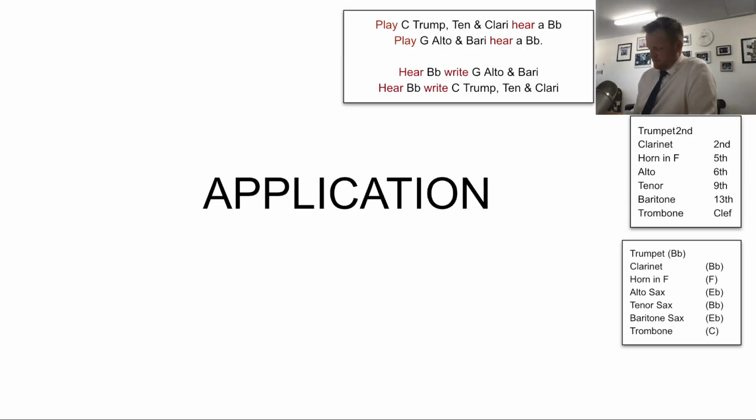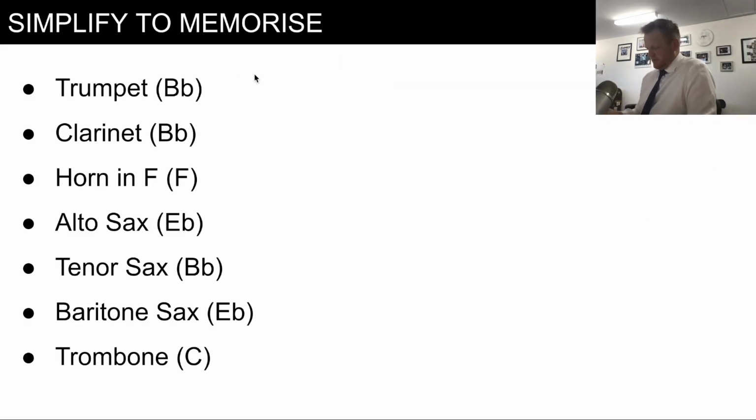So if the trumpet plays a C, you are going to hear a B flat. If the clarinet plays a C, you're going to hear a B flat. If the horn in F plays a C, you're going to hear an F. If the alto sax plays a C, you're going to hear E flat, and so on and so on. So that's what they're trying to tell you. So then you see alto sax, E flat. I think possibly that's an easier way to do it, but it's slightly different to what I just said to you then. So there's a few different ways you can do that.